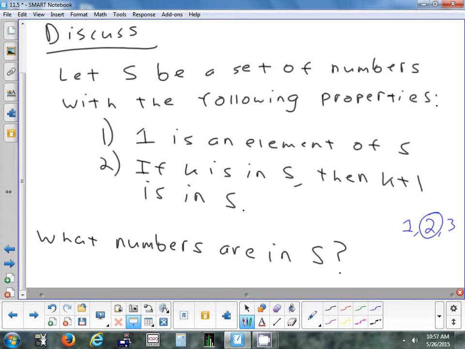So what numbers are in S? I'll put all positive integers. And the reason we started with 1 has to do with when we start proving formulas. 1 is the first term, 2 is the second term, 3 would be the third term. That's how we number the terms in a sequence. We don't start with the 0th term or the negative second term. We start with the first one is the first term, and so on. It's all positive integers.